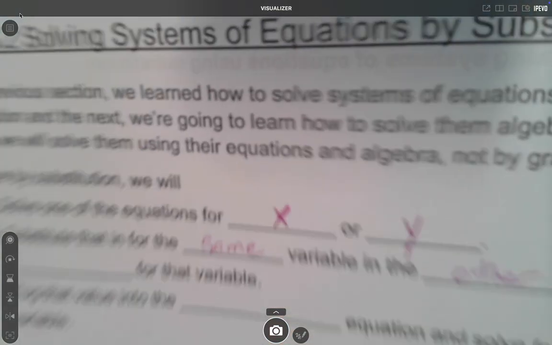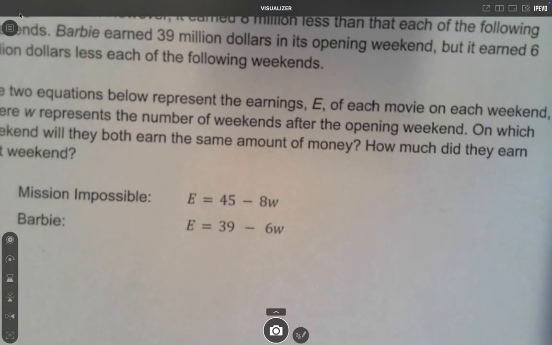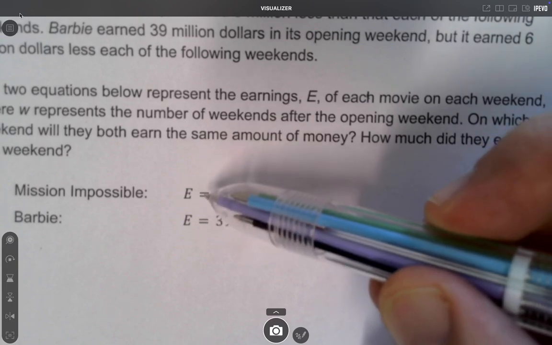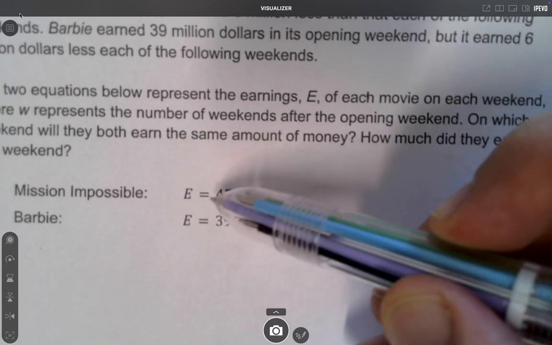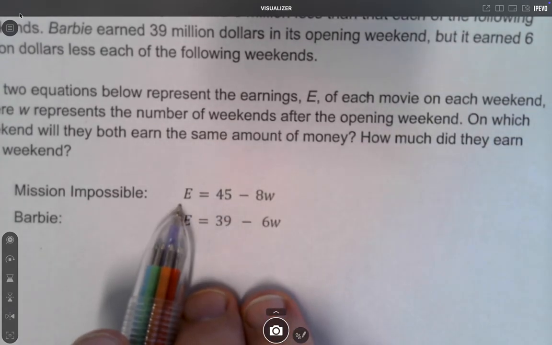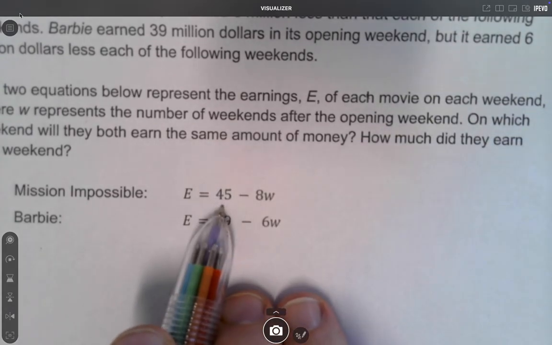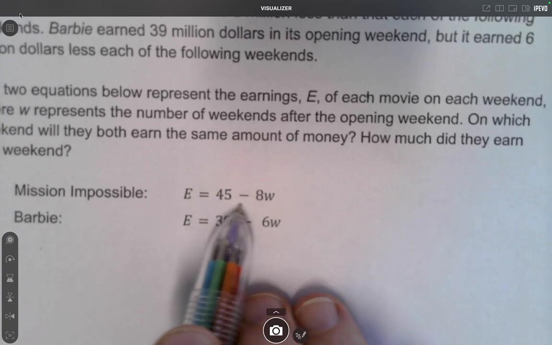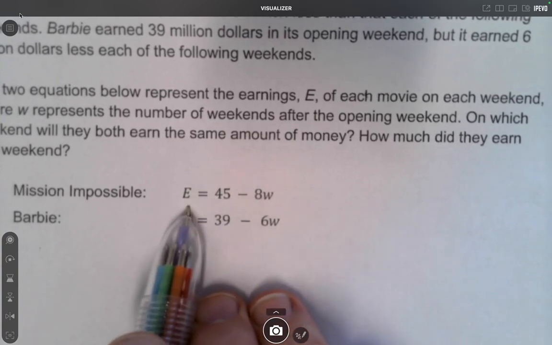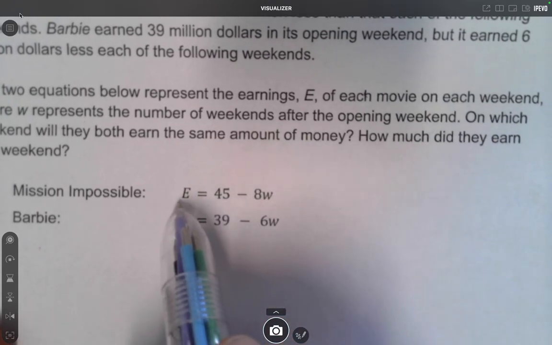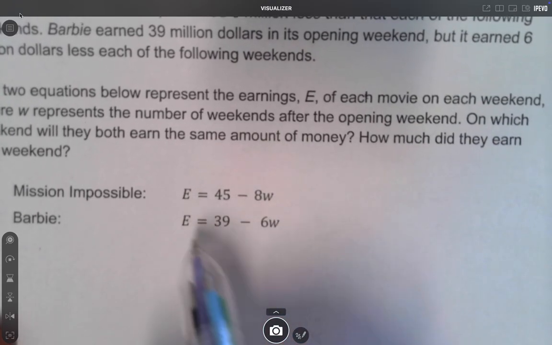In other words, if you look down at this example here, which we'll work through completely, this one is already solved for e. I know it's not x or y, they use different variables here. But this is already solved for e. So since we know e is equal to 45 minus 8w, we can substitute 45 minus 8w in for this e right here. So we substitute in for the same variable, e, but in the other equation.